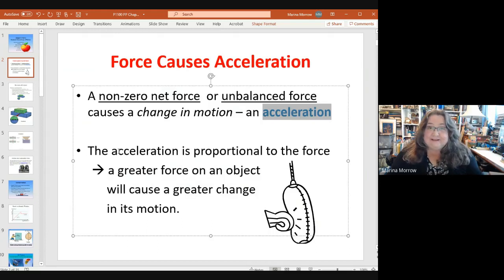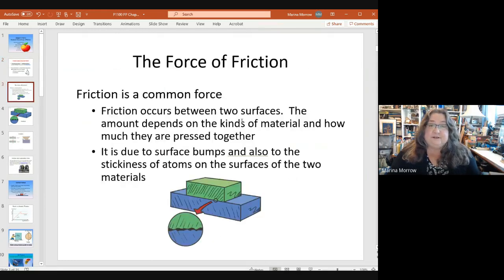All right, so let's go look at some more forces. We're going to look at the force of friction first. So the force of friction, it's a very common force, of course. And so friction is what occurs between two surfaces, or it can occur between a surface and air or fluids, so like airplanes or boats. And for surface friction between solids, it depends on the kinds of materials and how much they're pressed together.